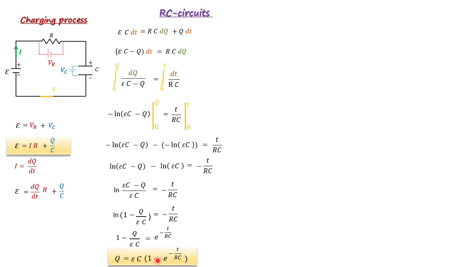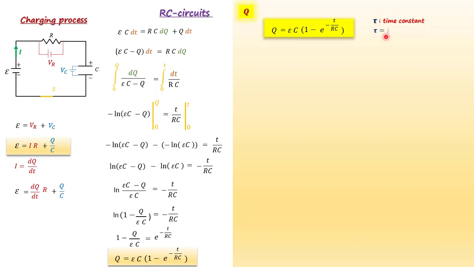Let's have some discussion on Q. Now let me rewrite this equation again. So this will be our starting point. Then let's define a tau, which stands for time constant, and which is R times C. The unit is just time, seconds. Now sometimes this equation is expressed as a function of tau, which is epsilon C times 1 minus e to the minus t over tau. Now we want to see what happens to Q as a function of time. So let's start from the beginning. At time t equal to 0, let's start with our main equation, or the master equation.